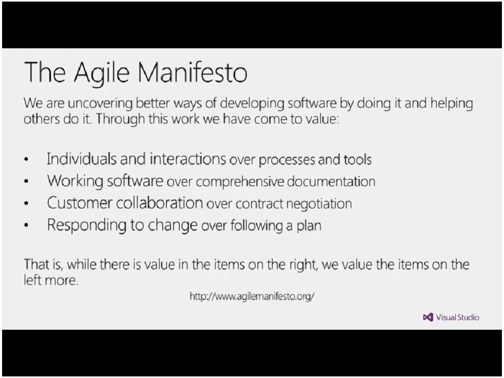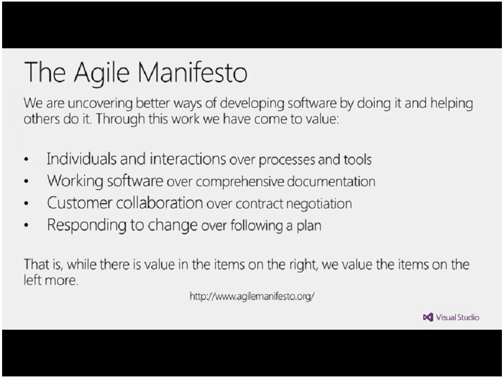Let's start by remembering a little bit about the Agile Manifesto, right? We're uncovering better ways of developing software by doing it and helping others do it. Through this work, we have come to value individuals and interactions over processes and tools, working software over comprehensive documentation, customer collaboration over contract negotiation, and responding to change over following a plan. I want to emphasize the last phrase, which is, while there is value in the items on the right, we value the items on the left more.